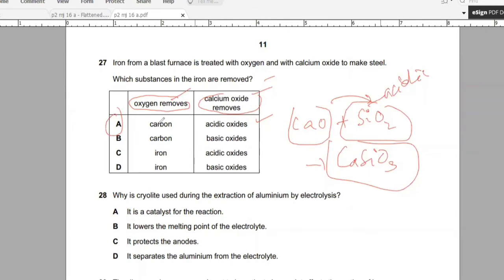Oxygen will remove carbon, and the calcium oxide will be removing which one? Acidic oxide. The other one is not, this is not basic. So oxygen will not remove iron. Okay, this is also wrong. This is also wrong. The right answer is option A.